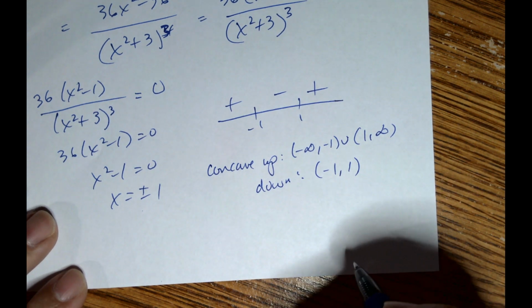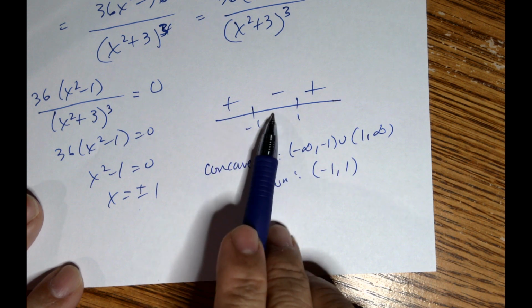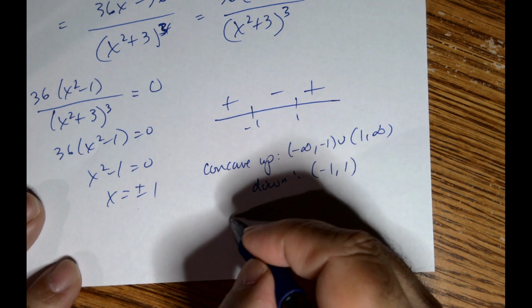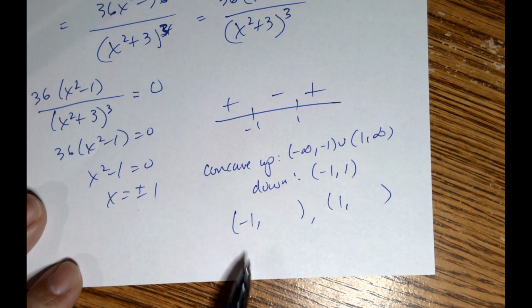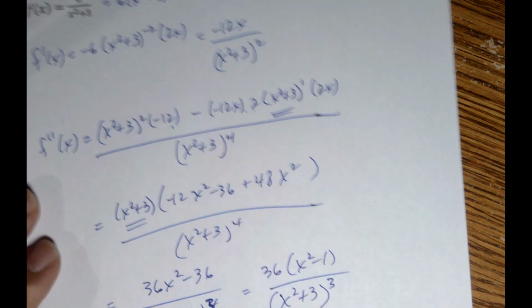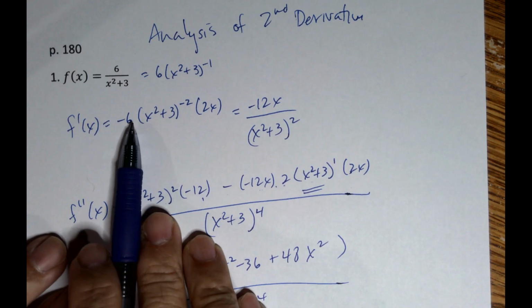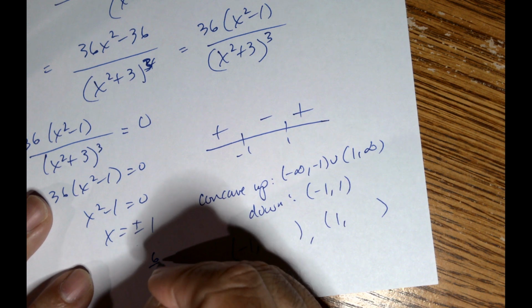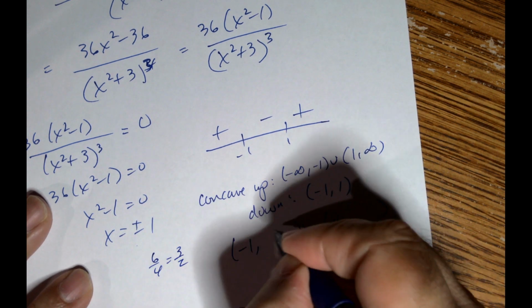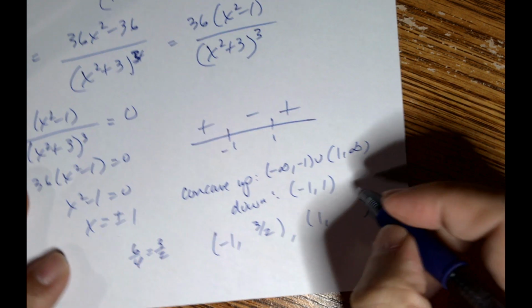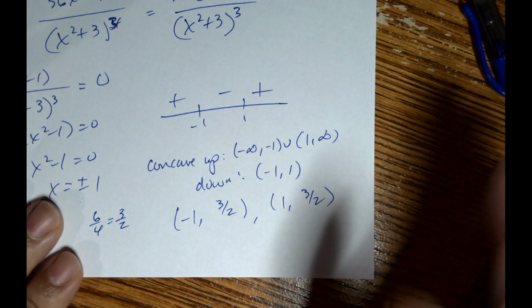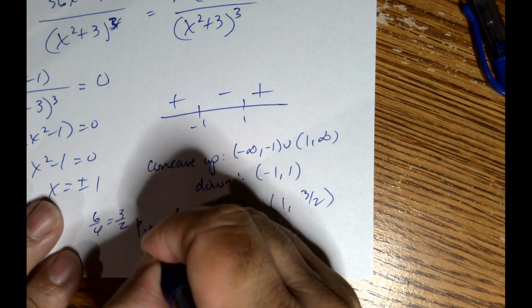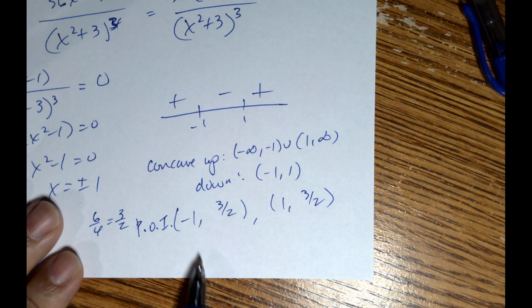And what are the points of inflection? Well, because the concavity changes at negative 1 and positive 1, the points of inflection are at negative 1, something, and 1, something. All right, so all I'm going to do is take the negative 1 and plug it back into the original function. If I plug in negative 1, that's going to give me 6 over 4, or 3 halves. And if I plug in 1, I get basically the same thing, so it's 3 halves. So these are my points of inflection: negative 1, 3 halves and positive 1, 3 halves.